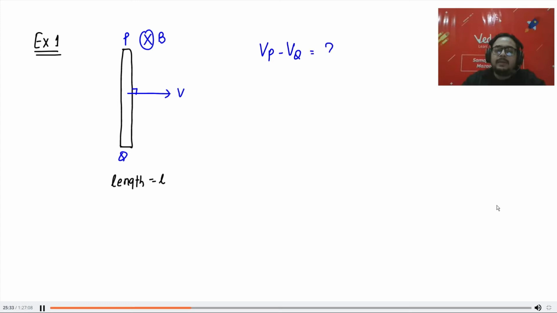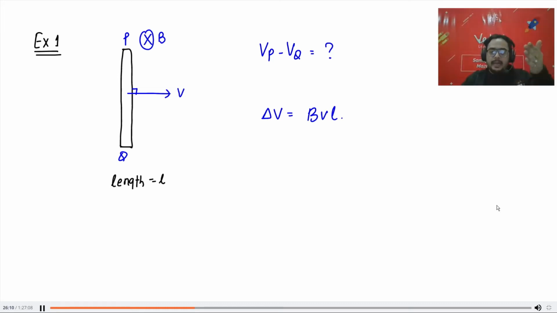Someone is asking me what is Vp minus Vq? What is the potential difference between P and Q? So I'll simply use the formula delta V is BVL, but all three should be mutually perpendicular. Just tell me, are the three parameters, magnetic field, velocity and length, perpendicular to each other in this diagram? Are all three perpendicular to each other? Great, so our formula is valid. Answer is simply BVL.